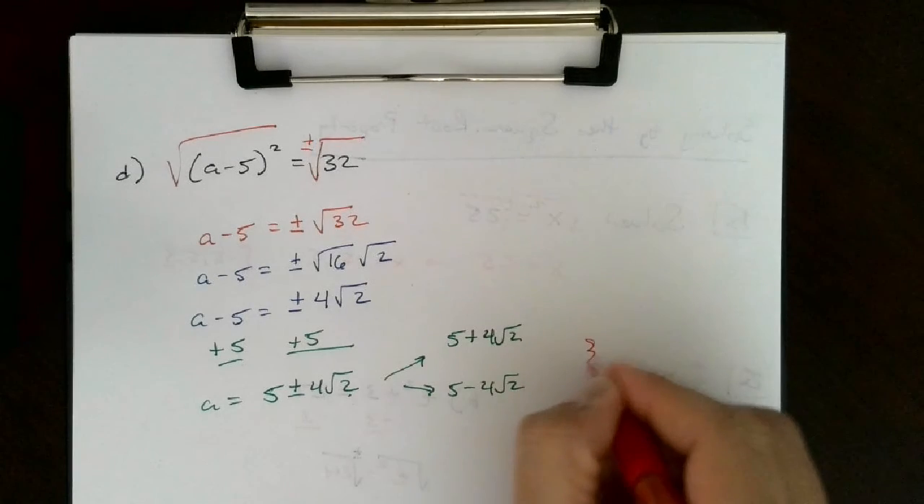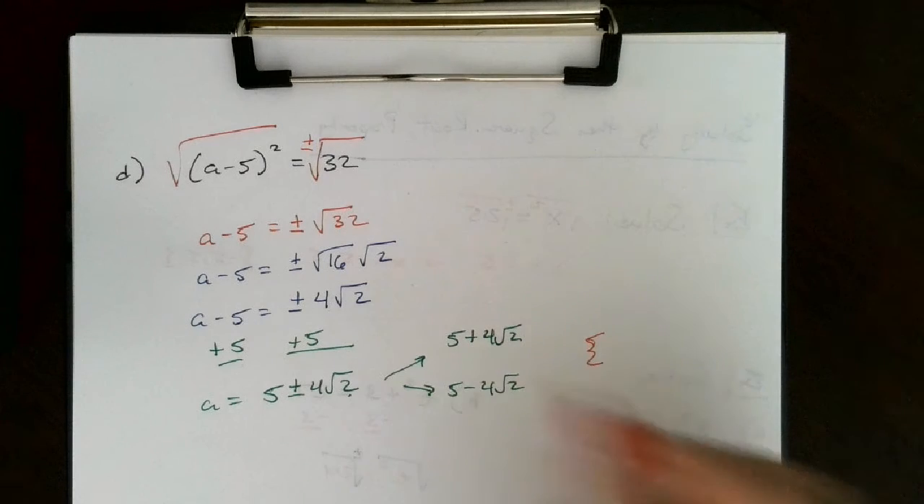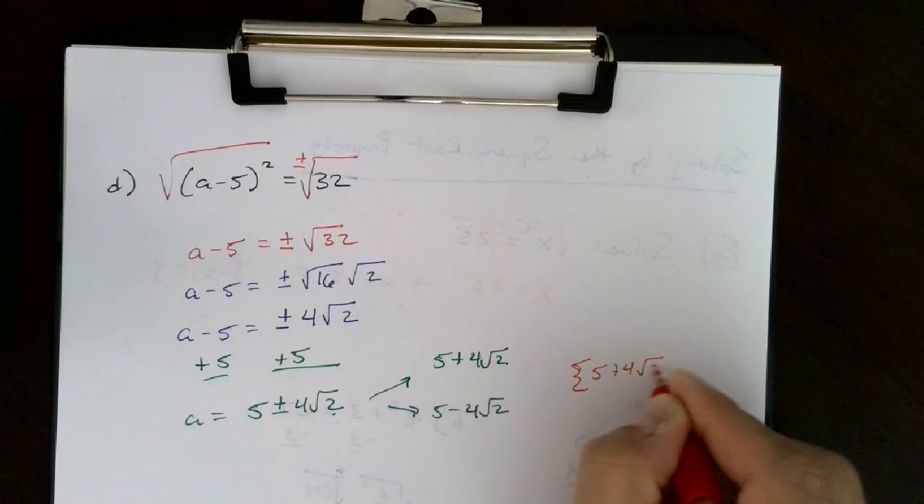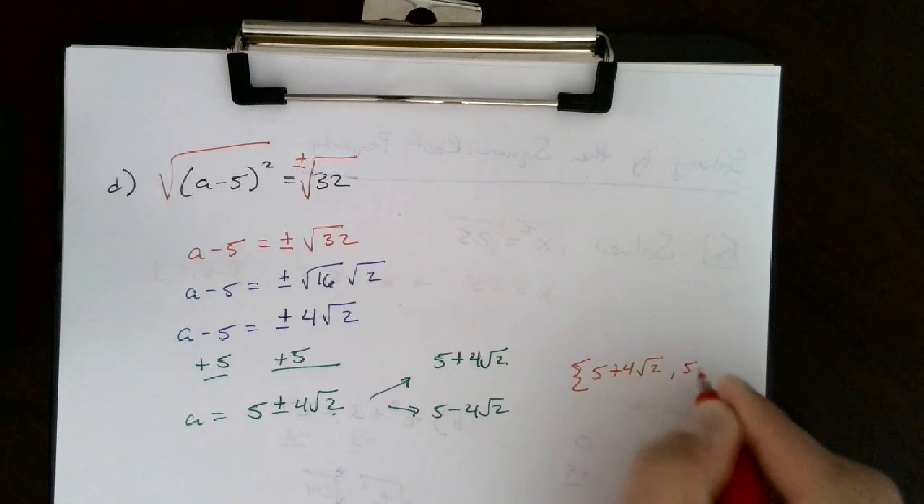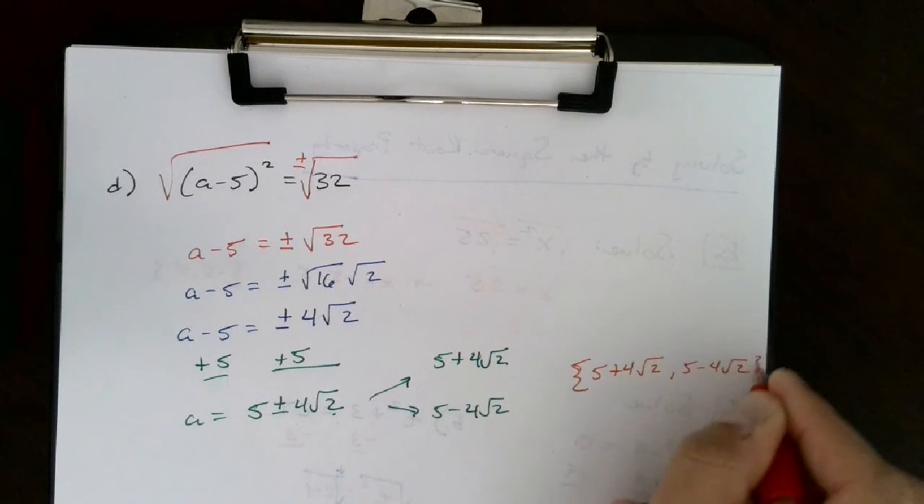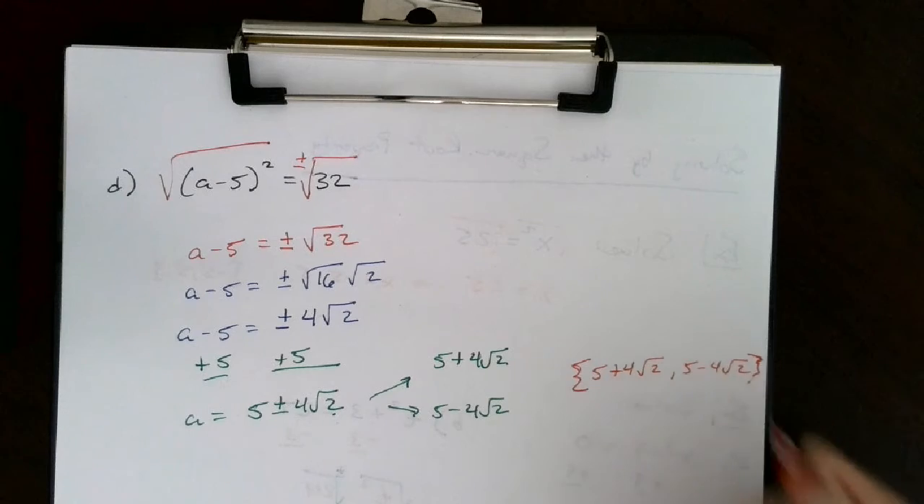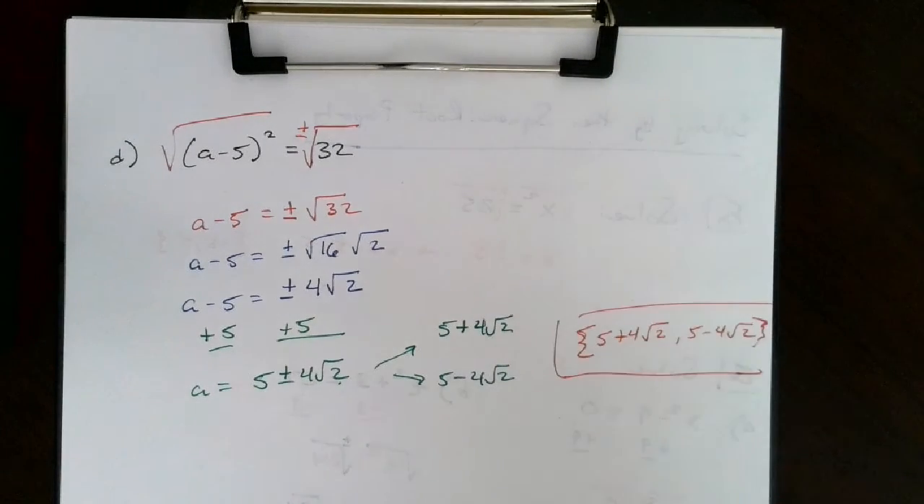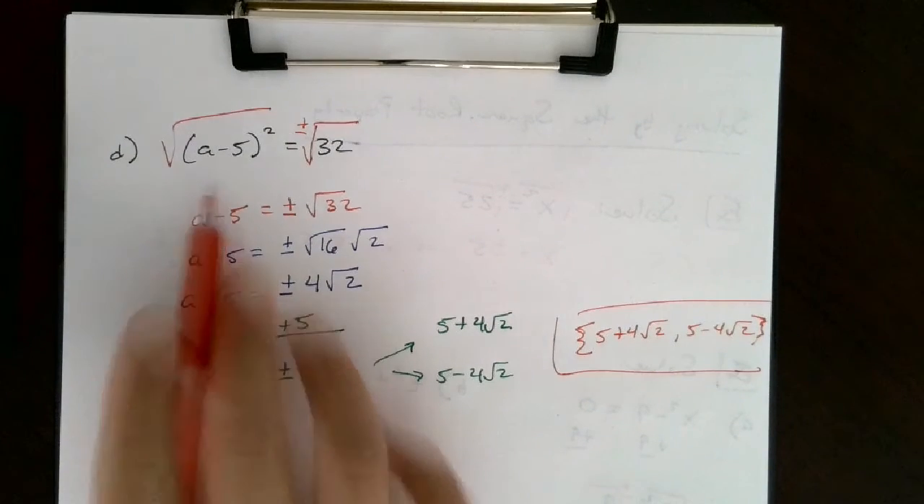So you could write your solution as this, or you could write them individually, or in set notation, 5 plus 4 square root of 2, 5 minus 4 square root of 2. It doesn't matter which of them you write first in a set. But understand these are the exact answers that would make this true.